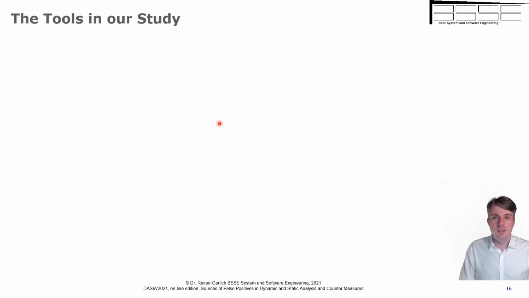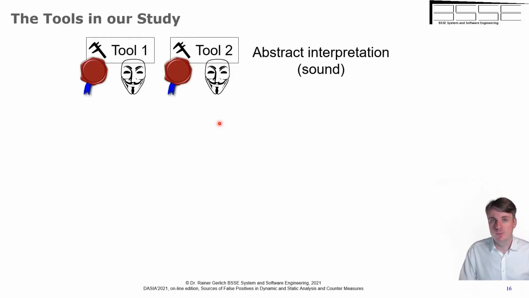The tools in our study, we had 5 tools here, and unfortunately I cannot name them due to license restrictions with the vendors. Still, the study may be able to give you some basic insight into what to look into when selecting a tool. The first 2 tools are abstract interpretation tools, and they have a property that is called soundness, which I will explain in a minute.